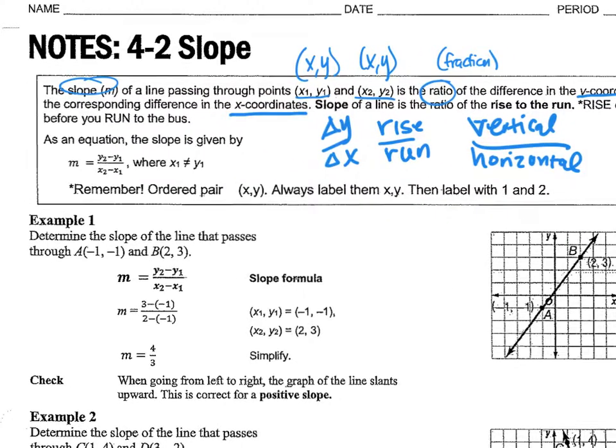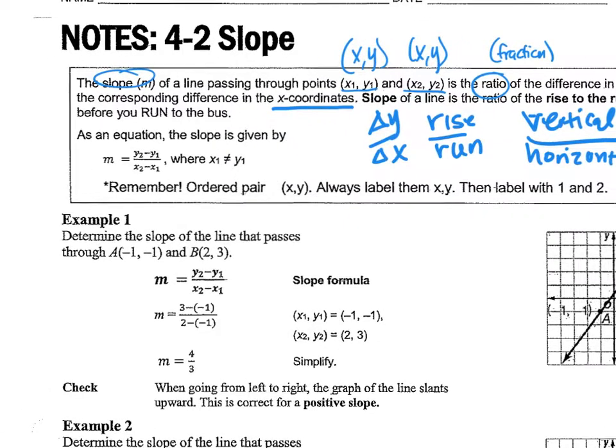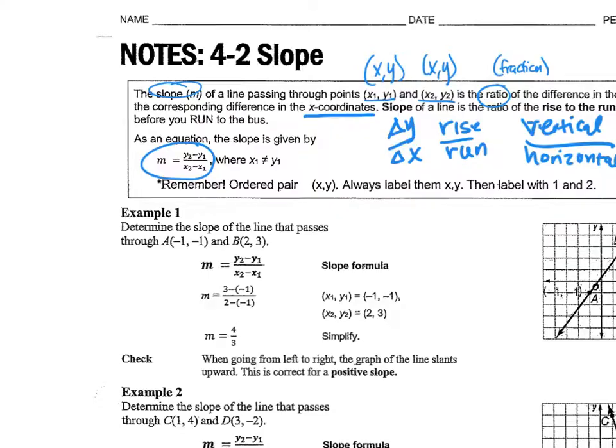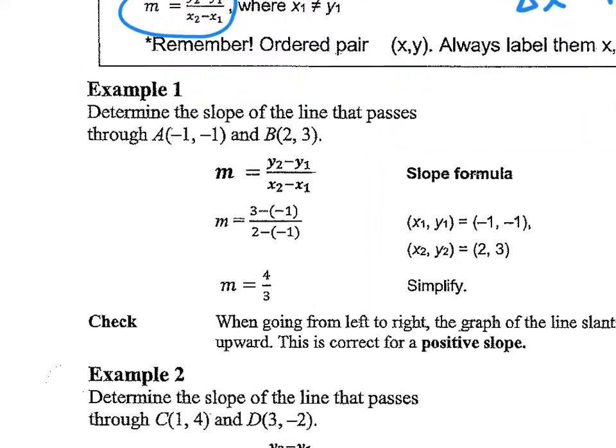Okay? And when we did simple interest and compound interest, we had to use a formula and plug those numbers in. Same thing with slope. They give you a formula if you have 2 ordered pairs. So let's look at the first example.